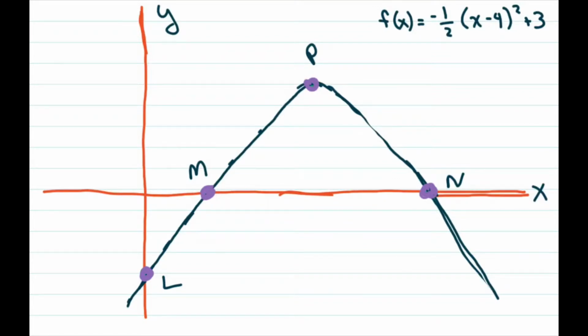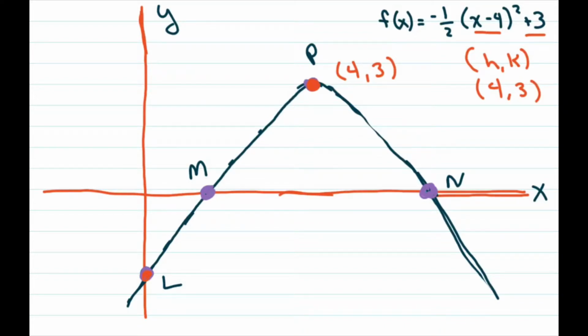So the first thing they want you to do is find P, and P is right here, and you can do that by finding your vertex. Your vertex is (h, k), so that's going to be 4, 3. So that's the coordinates of P: 4, 3. They also want you to find L.